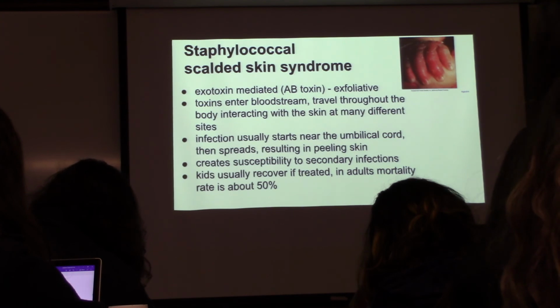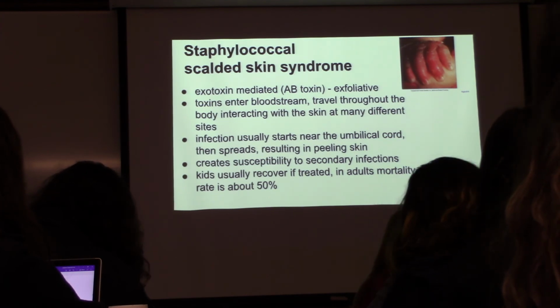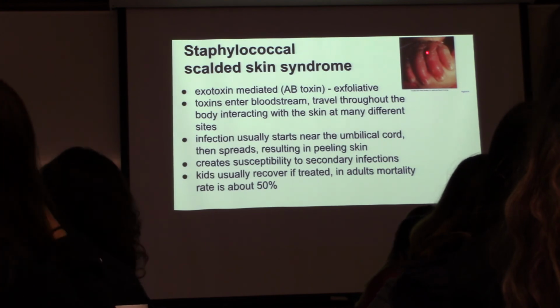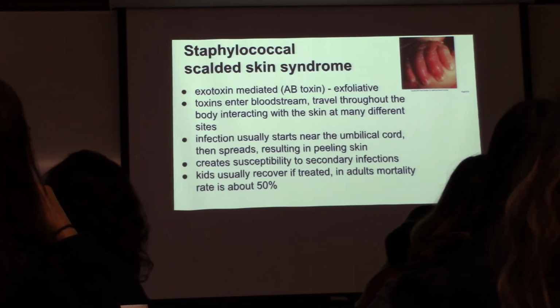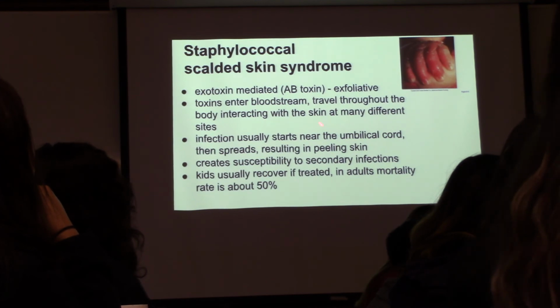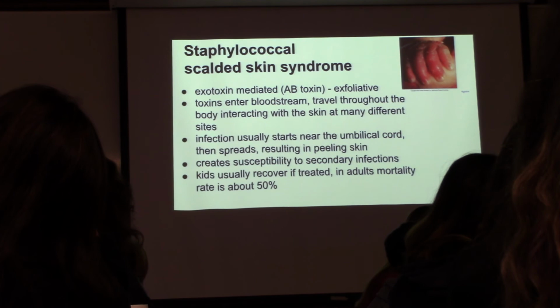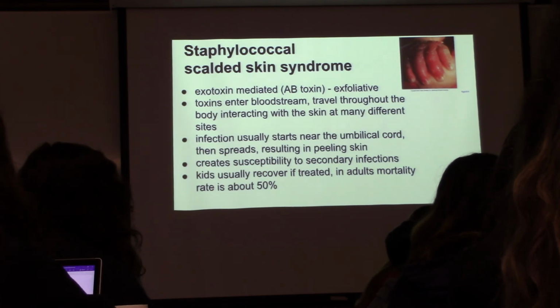And the toxin causes the skin to detach near the dermis. And so what you see is this peel. It looks like a really bad sunburn as the skin is peeling from the effect of this toxin. Usually babies do okay. They get treated with antibiotics and they recover. Adults, though, this is often lethal.